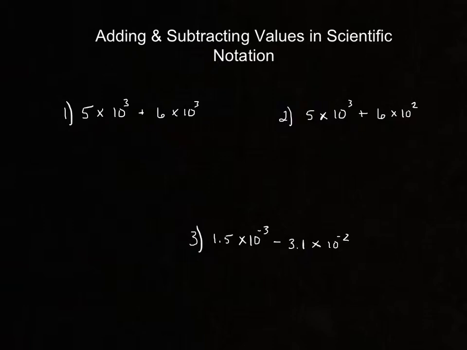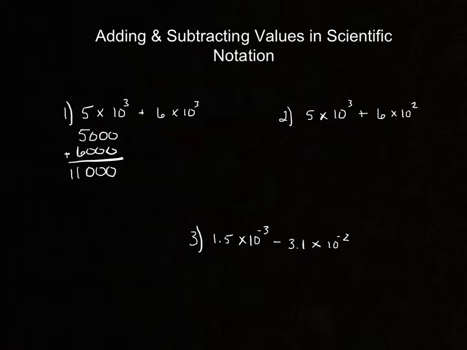So if we write them out, 5 times 10 to the third power in standard form, we would get our 3 zeros, so 5,000. And if we have 6 times 10 to the third power, we'd write it out in standard form as 6,000. To add those, we're really just adding the numbers that were in front. So 5 plus 6, 11. And then we have our zeros behind.